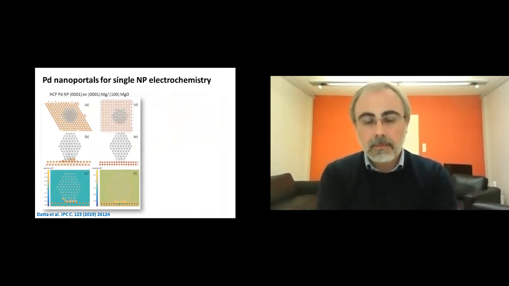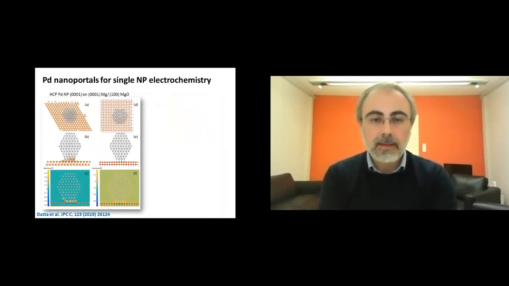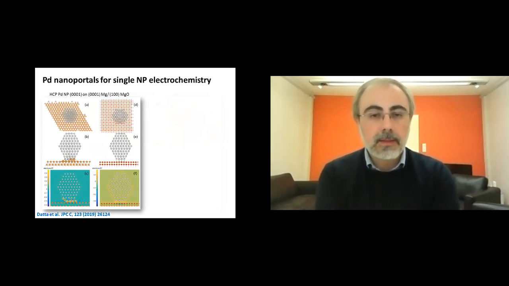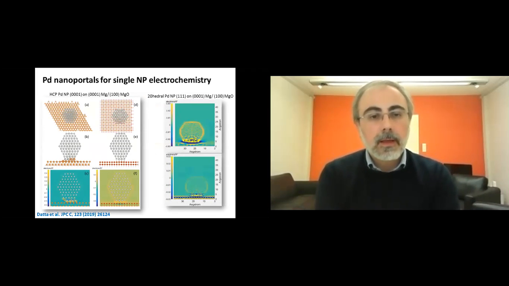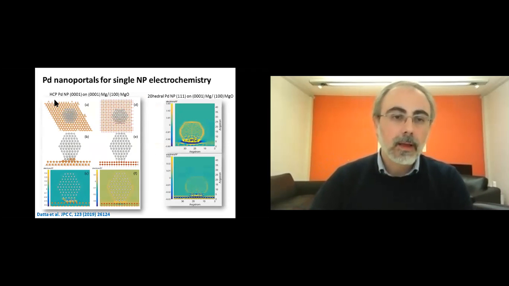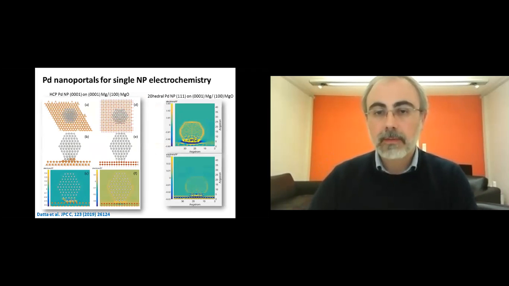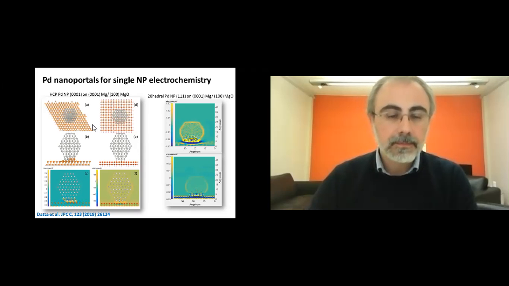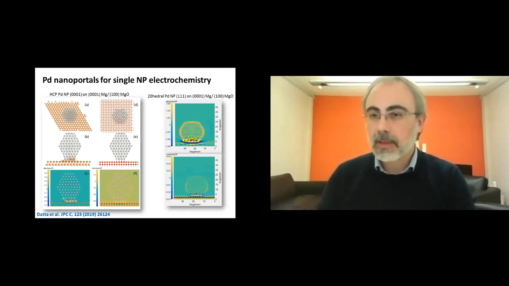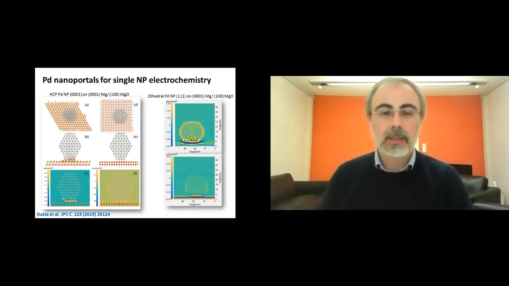And we did, as before, quite detailed DFT calculations to demonstrate this difference between open and closed nanoportals. Our particles were either HCP structure, hexagonal close packed, or icosahedral. And on the left here, we managed to reproduce specific structures that we got from our TEM characterization. And on the right, the same.